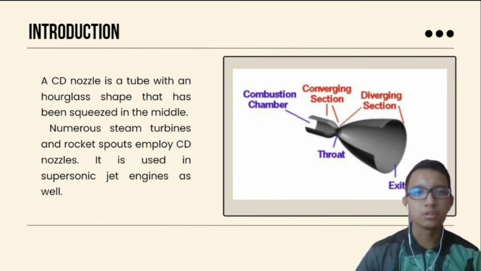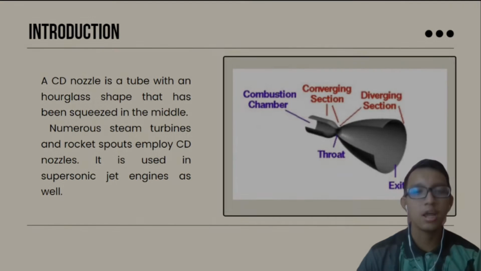The introduction. A convergent-divergent nozzle, CD nozzle, or what they call the Laval nozzle, is an hourglass-shaped tube that's squeezed within the center. It changes over the thermal energy of the stream into dynamic energy to speed up a compressible liquid to a supersonic speed within the actual course. CD nozzles are used in a variety of steam turbine and rocket sports. Supersonic jet engines utilize it as well.